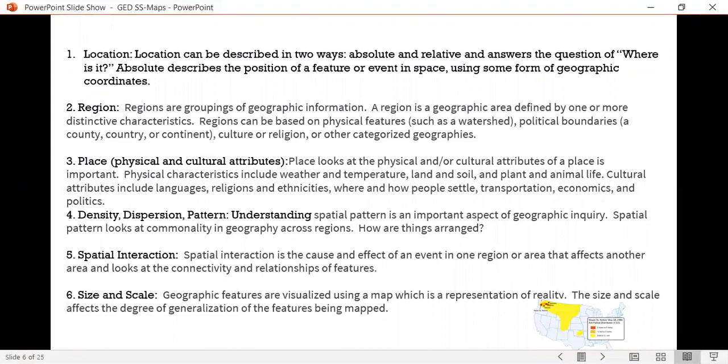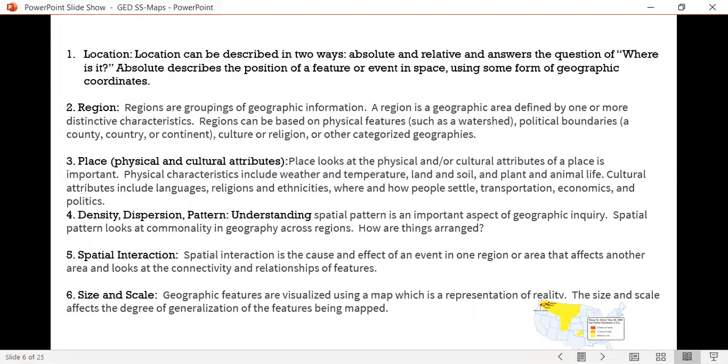That's one way of thinking about location. The region, those are groupings of geographic information. A region is a geographic area defined by one or more distinctive characteristics, like physical features, like the watershed on the side of the river. Political boundaries, that's the county, the country, the continent.